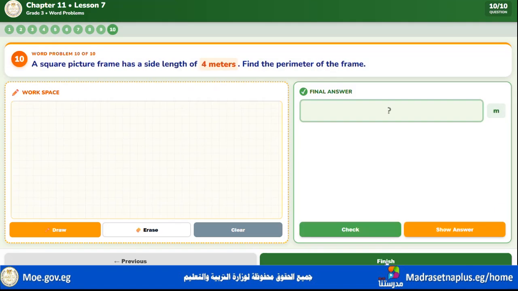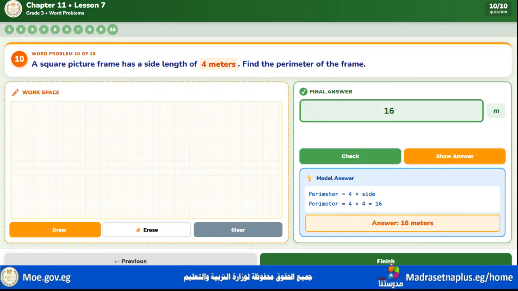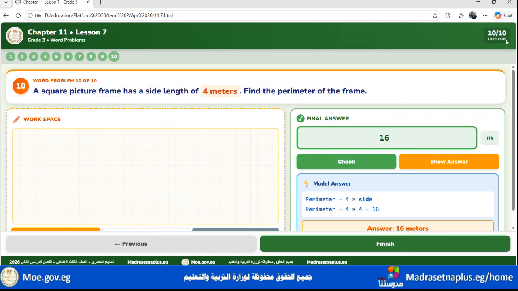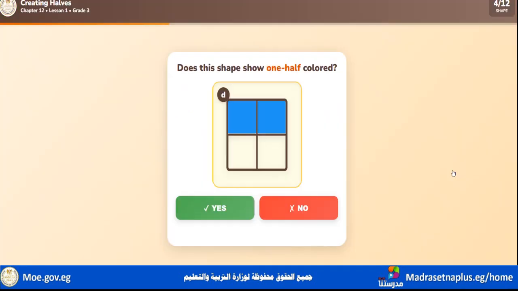Good. Last one for this lesson. A square kitchen frame has a side of what? 4 meters. Find the perimeter of this frame. Perimeter of it, 4 by 4. I think we finished this part of our lesson. Let's travel to another part. Now we finished chapter 11 and travel to chapter 12.